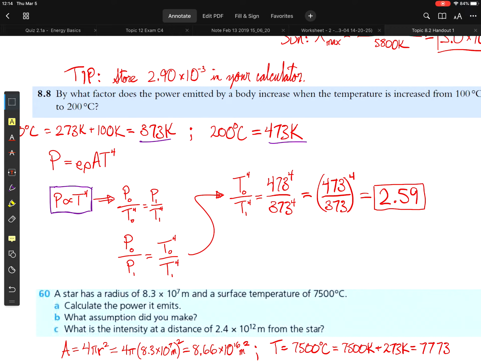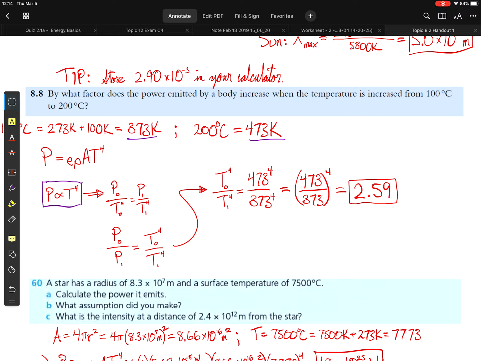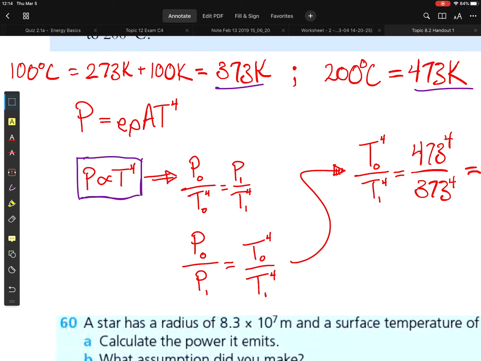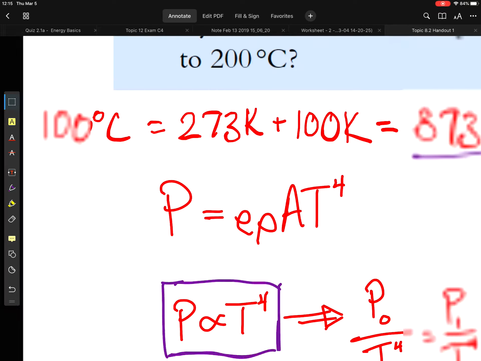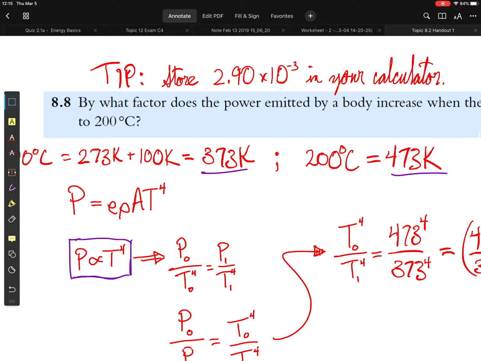So 8.8, by what factor does the power emitted by a body increase when the temperature increases from 100 degrees Celsius to 200 degrees Celsius? Well, here it would probably be useful to exploit a proportionality. So I've written the equation for power here. This is given in your data booklet. Note that I've also converted both temperatures to Kelvin.